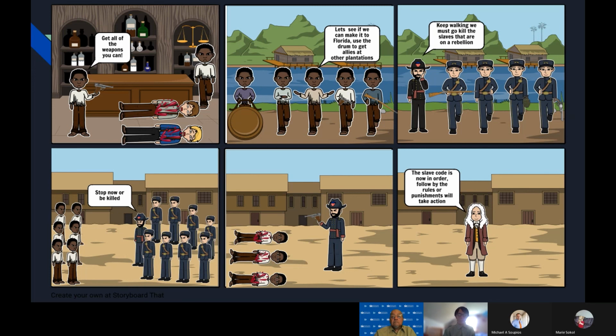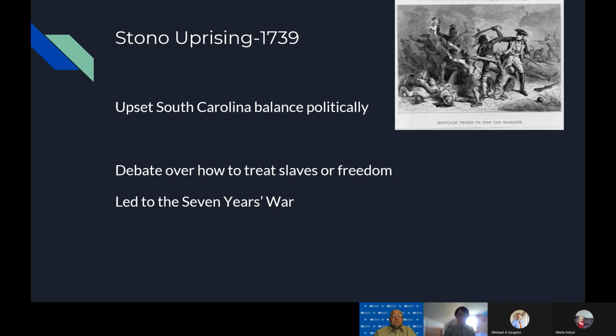So the British sent their militia and they put down this uprising and instituted more codes and more punishments. This was mostly in South Carolina. It upset the balance politically, and it led to a large debate over how to treat your slaves. Do you treat them poorly so that they're more likely to revolt? Do you treat them well so that they're less likely to revolt, but they don't get as much done? Or do you free them?